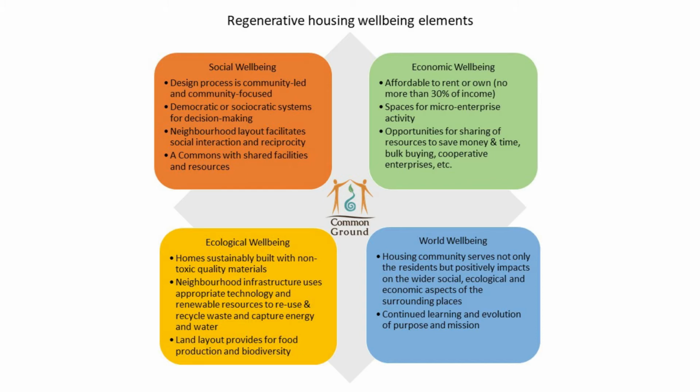In terms of economic well-being, there would be affordable rent or own, and there would be spaces for micro-enterprise activities and also opportunities for sharing of resources to save money and time, such as bulk buying and cooperative enterprises. There would be ecological well-being. That means that the homes would be sustainably built with non-toxic quality materials. The neighborhood infrastructure would use appropriate technology and renewable resources that would reuse and recycle waste and capture water and energy. And the land layout would be able to provide for local production of food and for biodiversity.